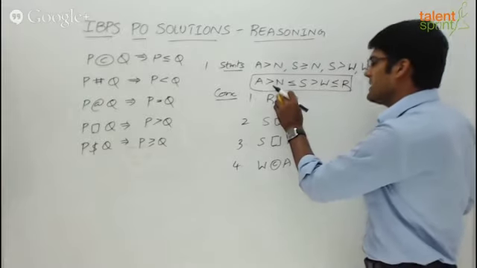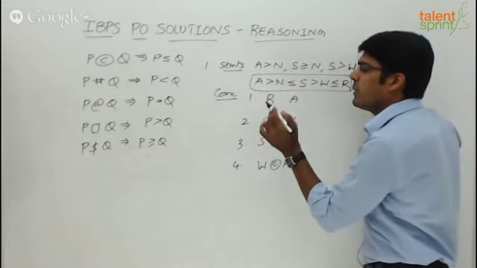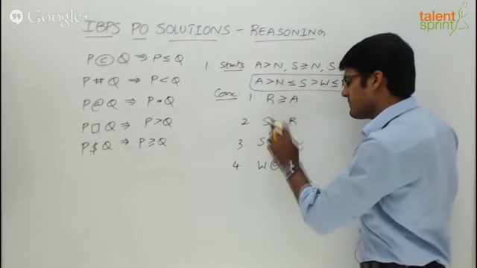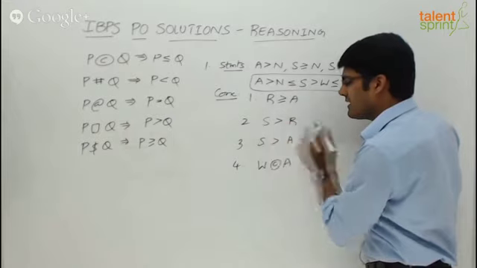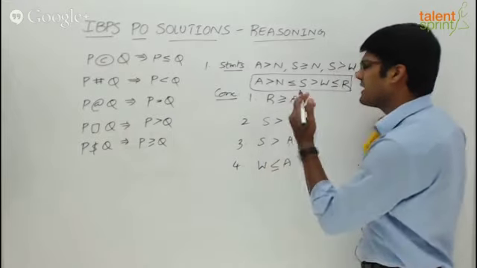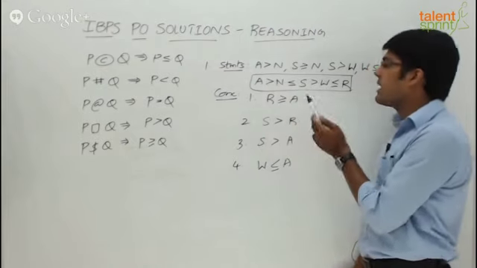And do the same thing here. Replace each of these symbols with the proper inequality. Dollar is greater than or equal to, and square is greater than. So greater than r, greater than a, and copyright is less than or equal to. Now check the conclusions one by one. R greater than or equal to a.